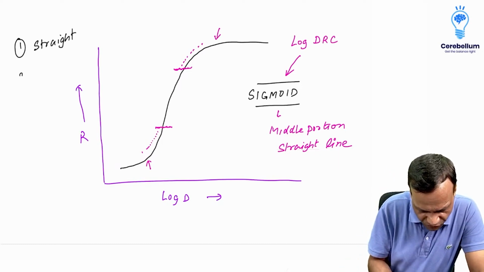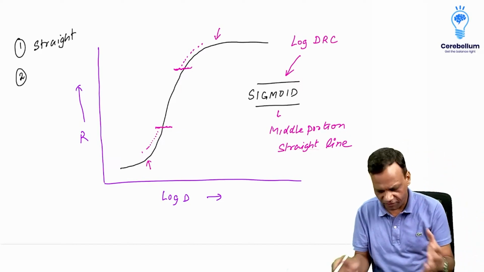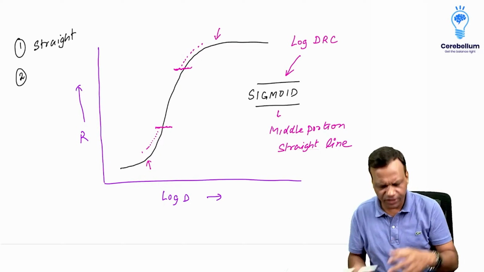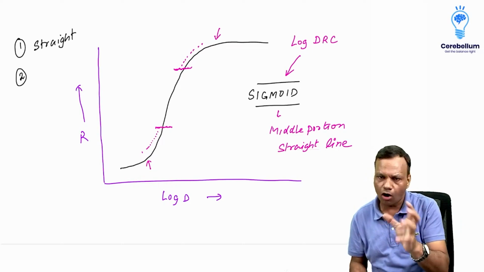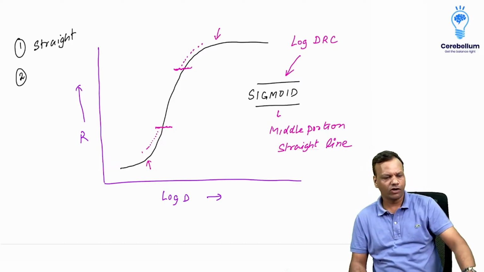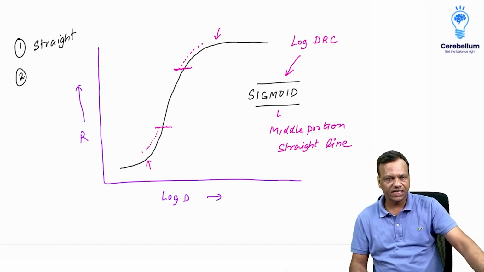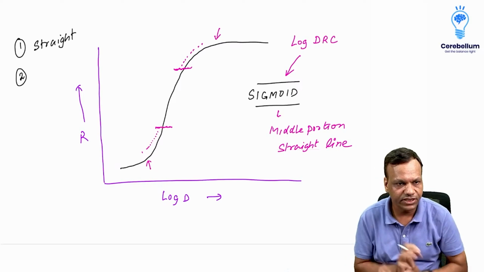Now, apart from this, what is the other advantage or disadvantage of converting into logarithmic form? We do not use DRC anymore. We always use log DRC. Why log DRC? Why not DRC? Now tell me. This we have not discussed in our videos. So why do we use log DRC, not DRC? Tell me.